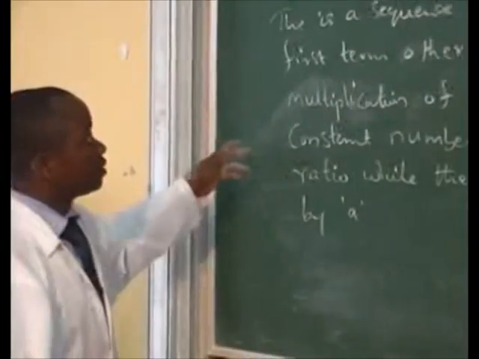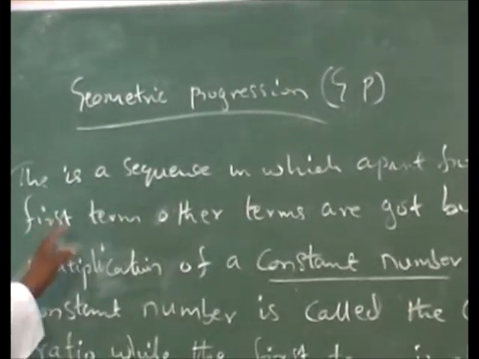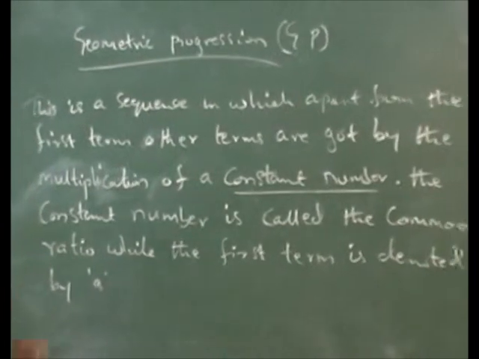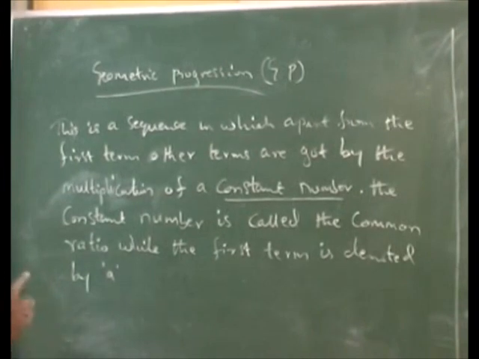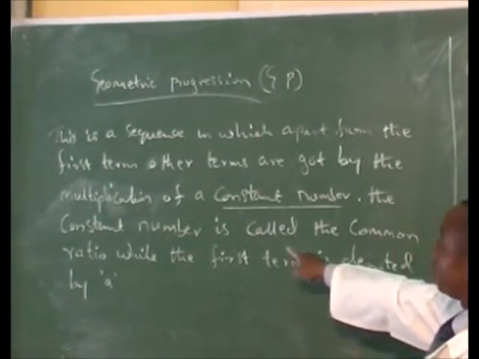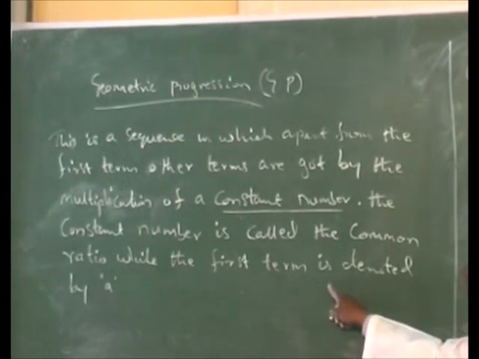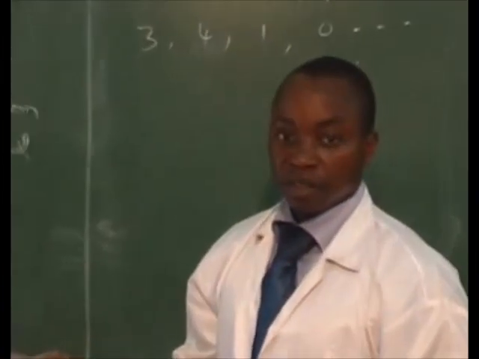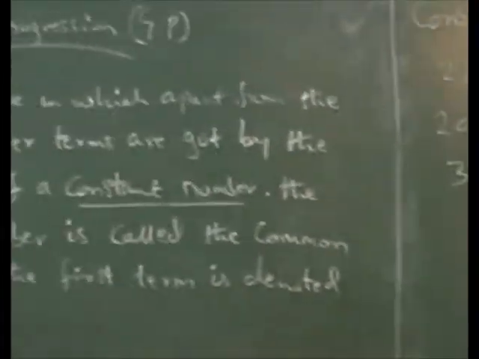Yes. We are looking at geometric progression, GP. This is a sequence in which, apart from the first term, other terms are got by the multiplication of a constant number. The constant number is called the common ratio, while the first term is denoted by A, just as in the case of AP. But in AP we have common difference, and in GP we have common ratio.